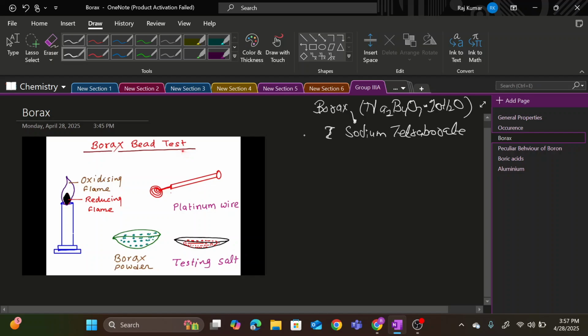is naturally found in the dried seas of Tibet and California, in a deposit known as Tincal. So this is something important.